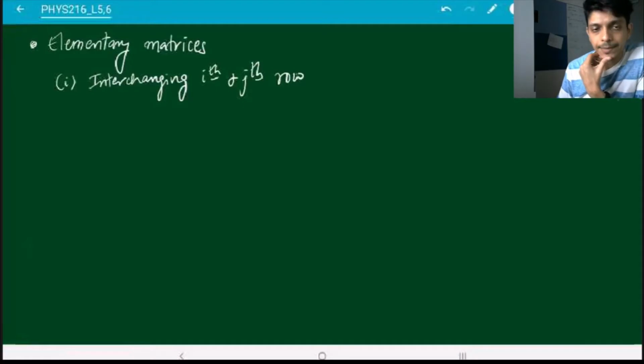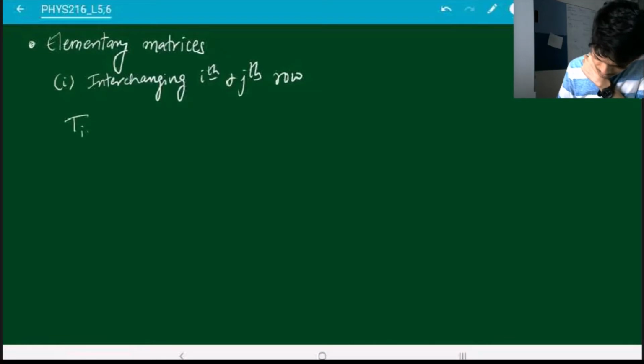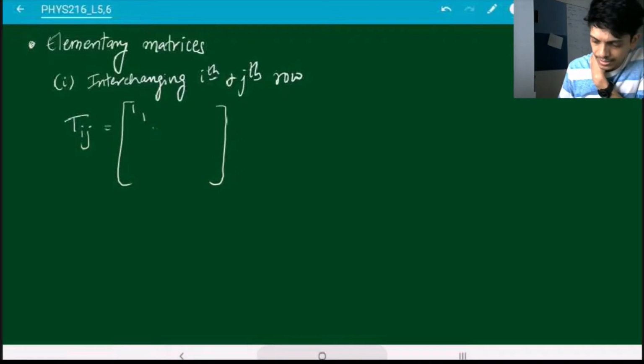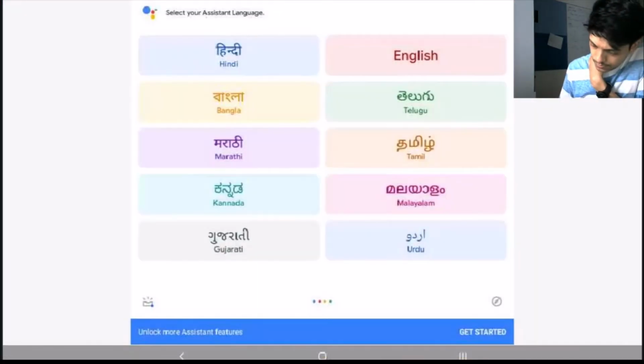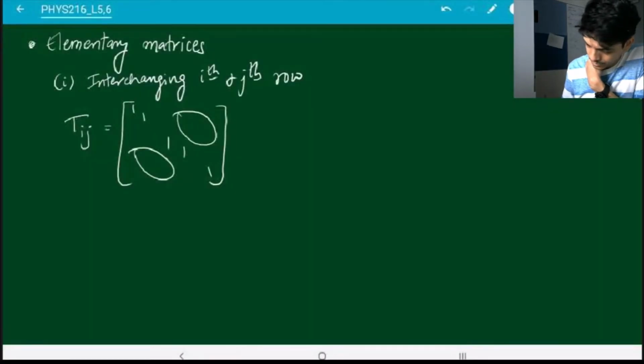So you have a matrix A, and you want to interchange the ith and jth row. What you do is make use of a matrix called Tij, where i and j are the two rows which need to be interchanged. And this looks as follows. Think of it as the identity matrix, with ones along the diagonal and zeros everywhere else. Instead, in the ith and the jth row, you will just interchange.